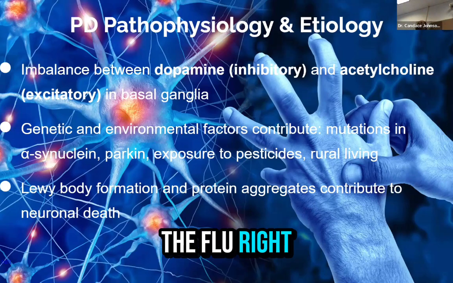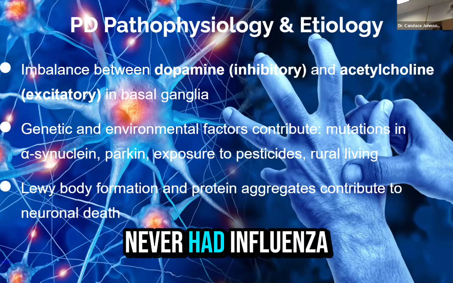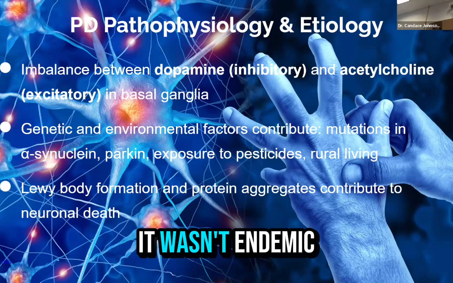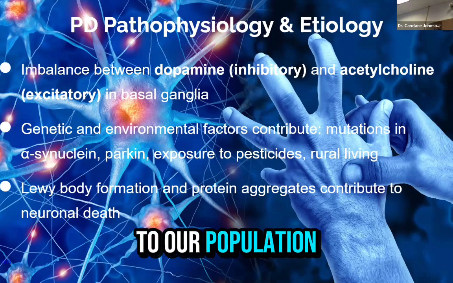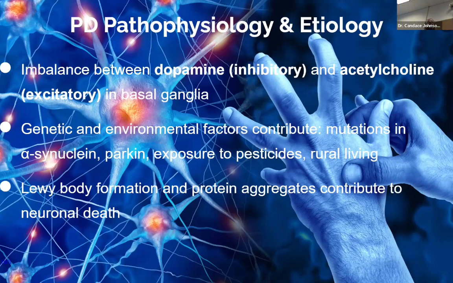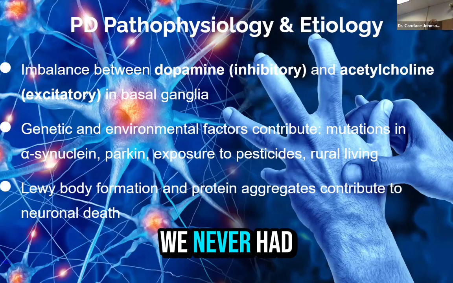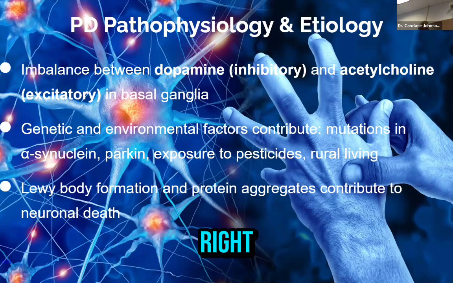the flu, right? Before 1918, we never had influenza. It wasn't endemic to our population. But after 1918, flu became something that was just endemic, right? Just like COVID is right now. We never had COVID before, and now we have seasonal COVID, right? Where people get the infection throughout the year.